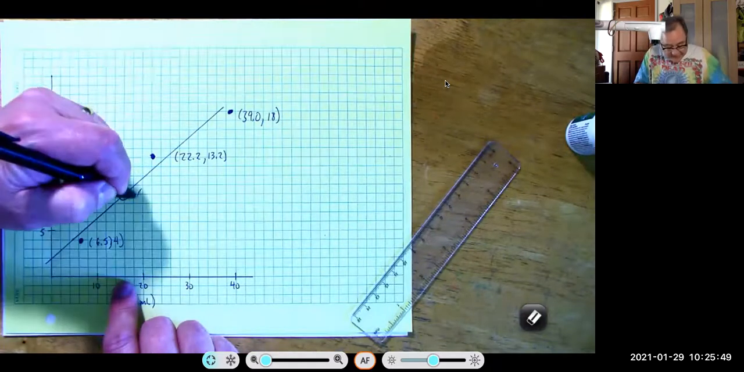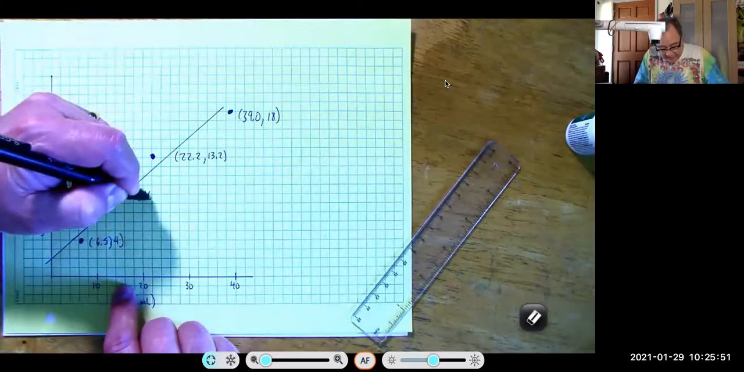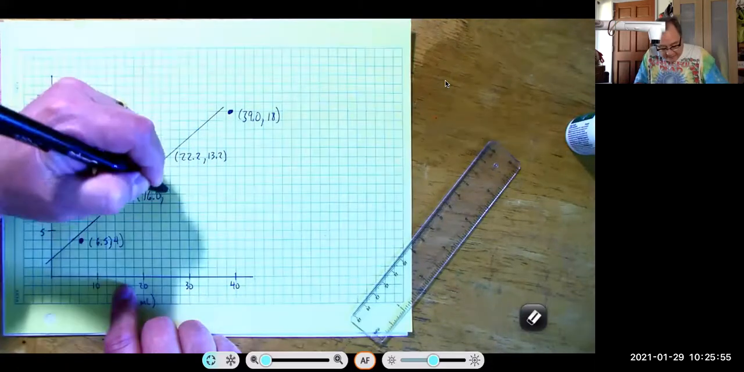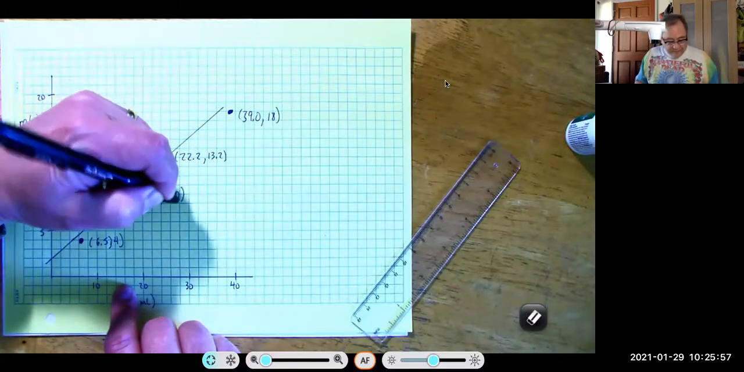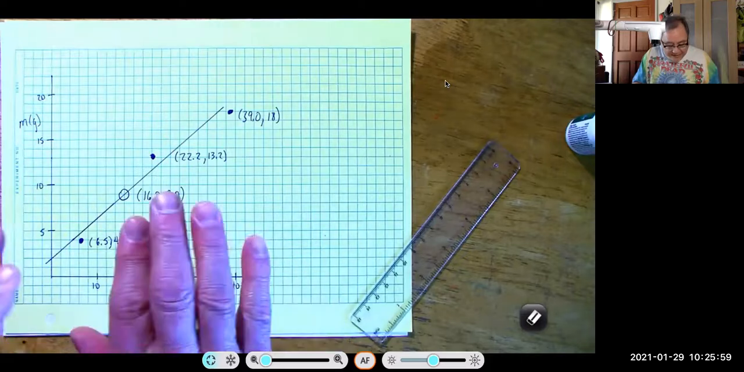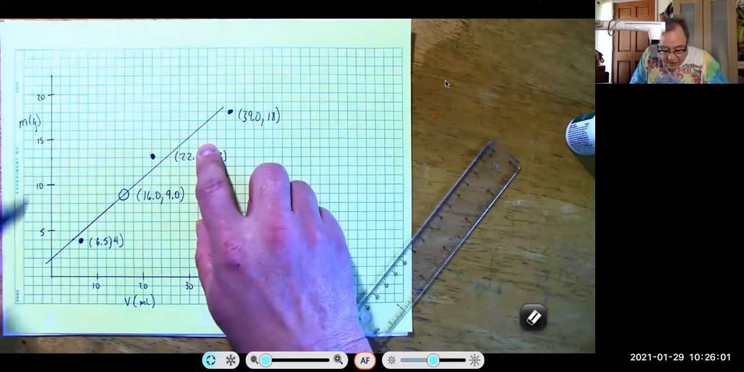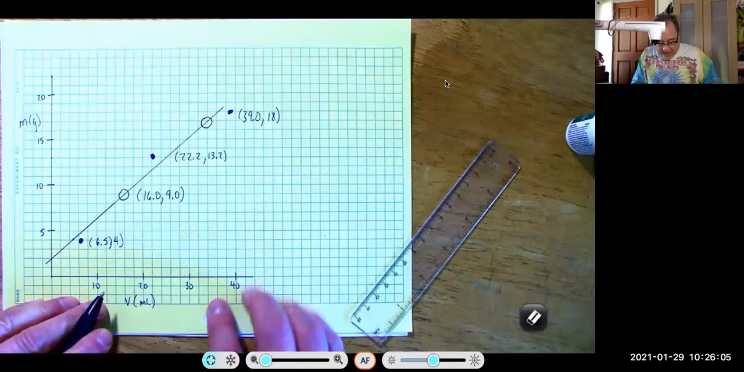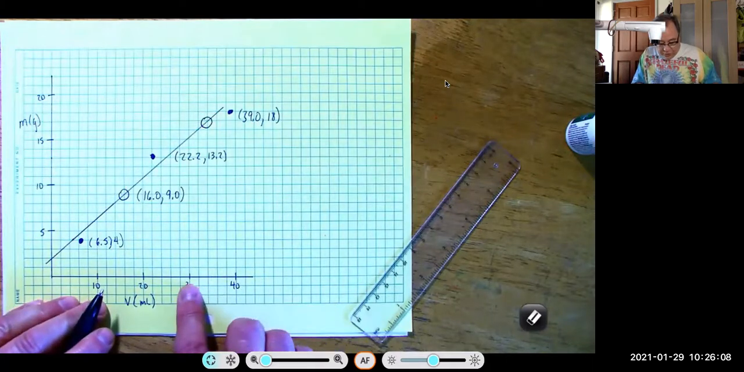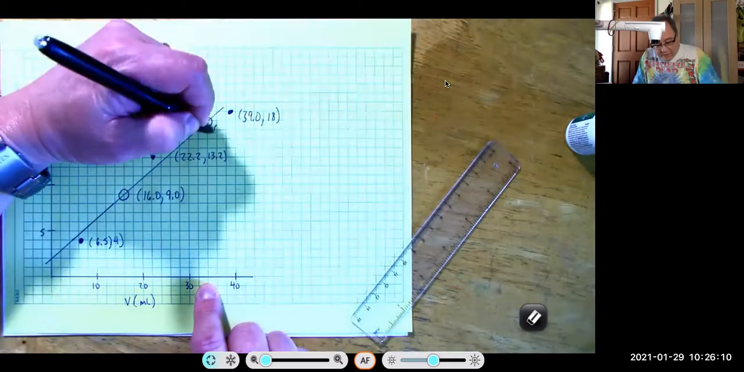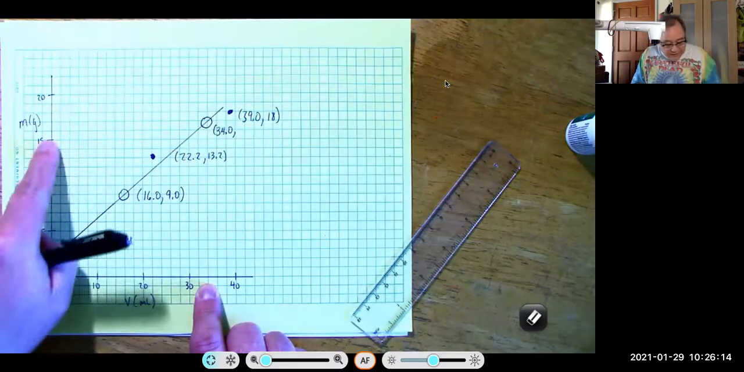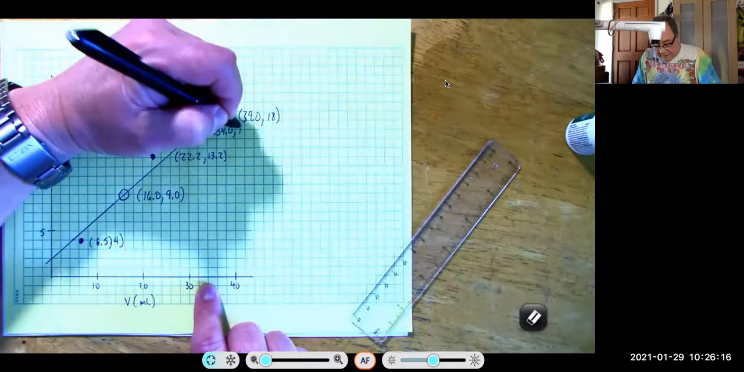This point is 16, 9, and I can read that very easily. Here's another point where it looks like it's right on the line. So I'm going to call that 32, 34. And over here, 17.0.